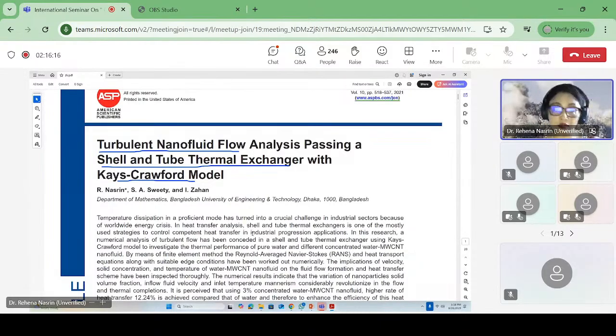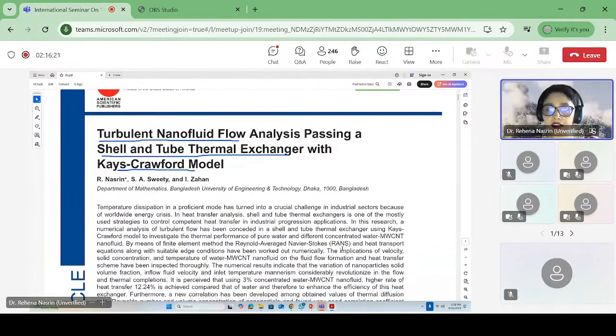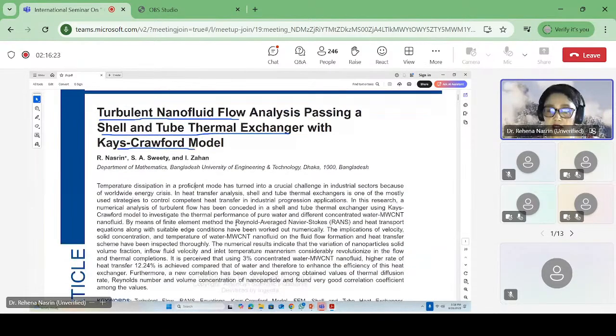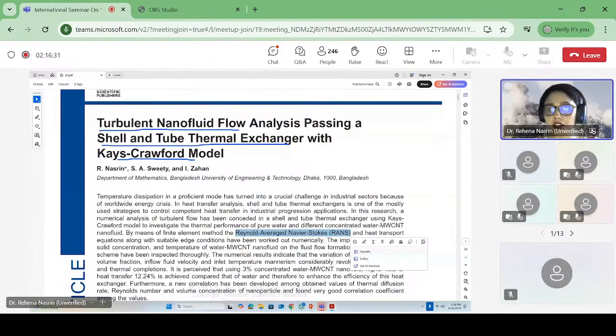There are different models for turbulent flow analysis. For example, Reynolds-averaged Navier-Stokes equations are commonly used to analyze the turbulent fluid model.